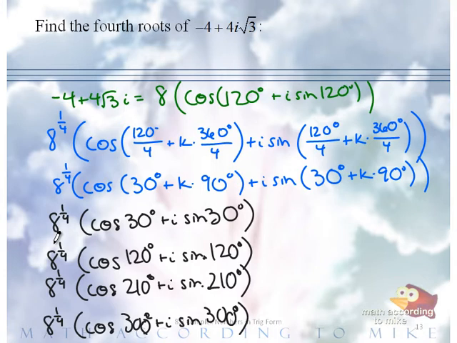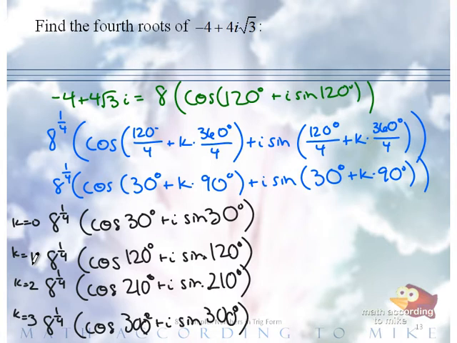The bad news is 8 to the 1/4 is not a pretty number. We're just going to leave it as 8 to the 1/4. We went from 30 to 120 by adding 90. So this first line is k equals 0, k equals 1, k equals 2, and then k equals 3. And then since n is 4, because it's the fourth root, we stop the one before at 3. So for each one, we're just going to figure out the sine and cosine values.